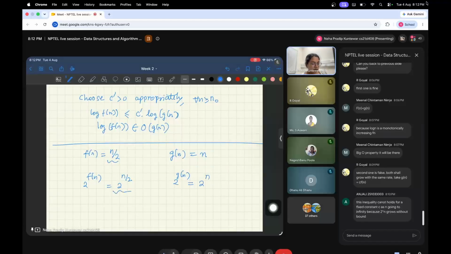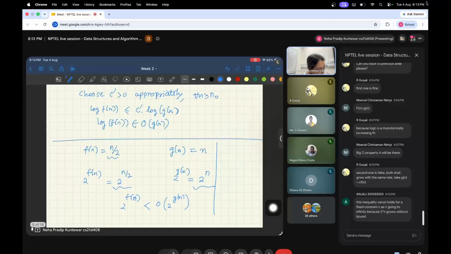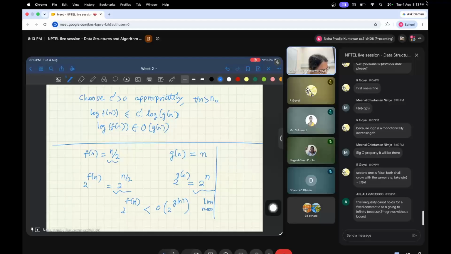Now if you compare 2 to the n by 2 and 2 to the n, you'll get that 2 to the f of n is little o of 2 to the g of n, because the limit as n tends to infinity of f of n by g of n is 2 to the n by 2 divided by 2 to the n, which is equal to 0. So by definition, sorry, this is what I meant.